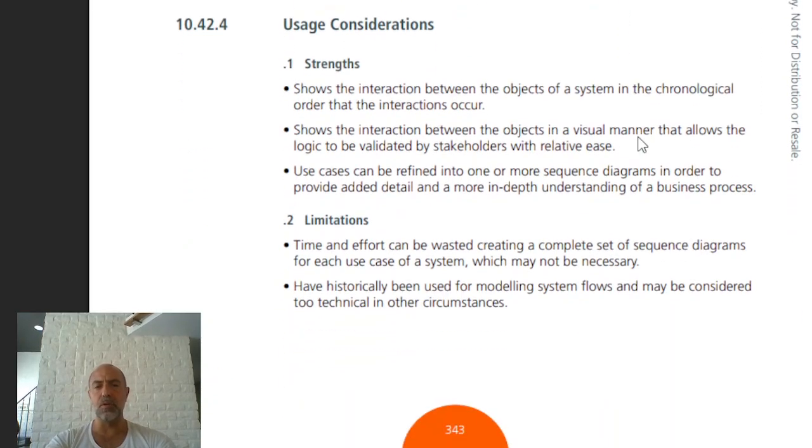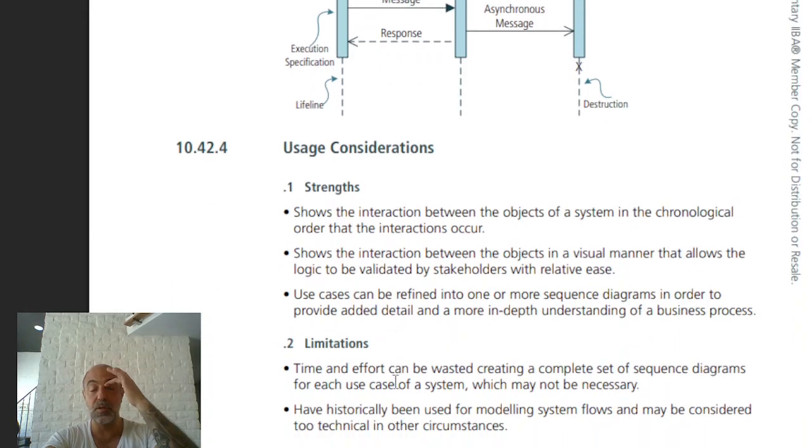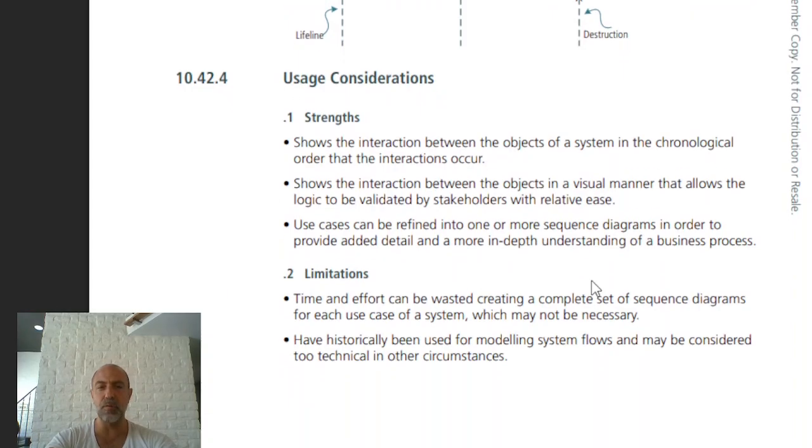And what are the considerations? Strengths: it shows the interaction between the objects of a system and the chronological order in which the interactions occur. Really look at it as like this happens, then this happens, therefore this happens, and then after this happens, this is triggered, and this response probably says, I received this, and I actually sent this, and go back, and then you can actually complicate it as much as you want. It's one of the beautiful things you could do with software.